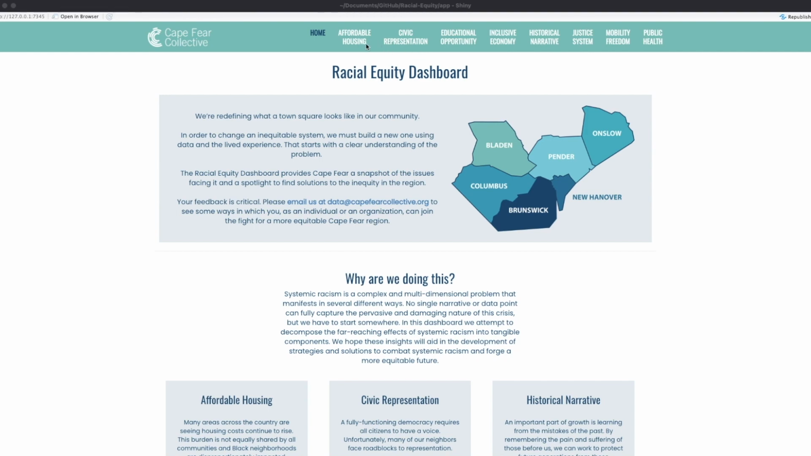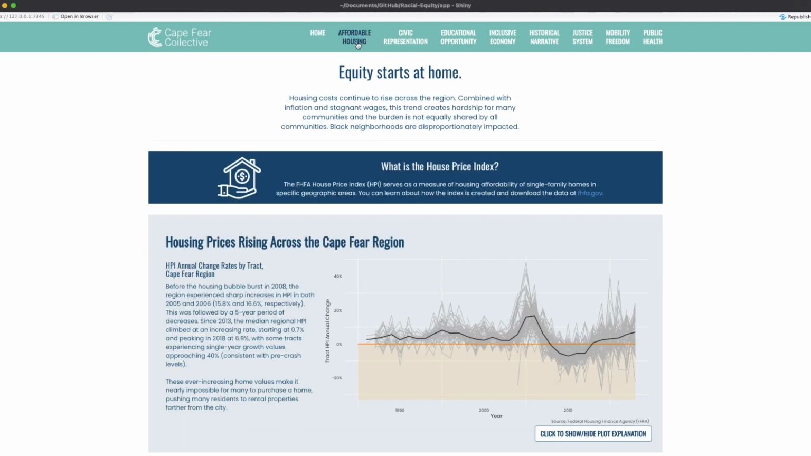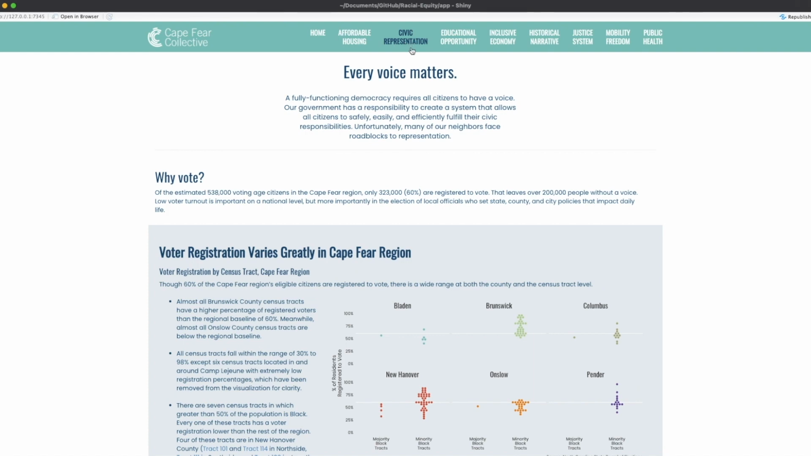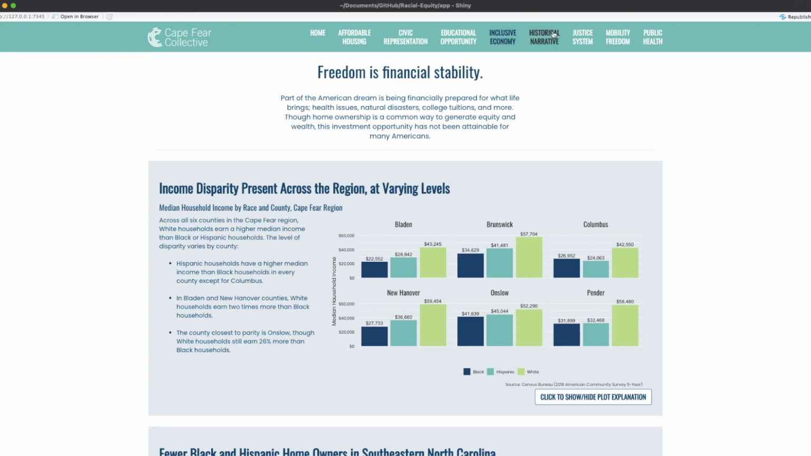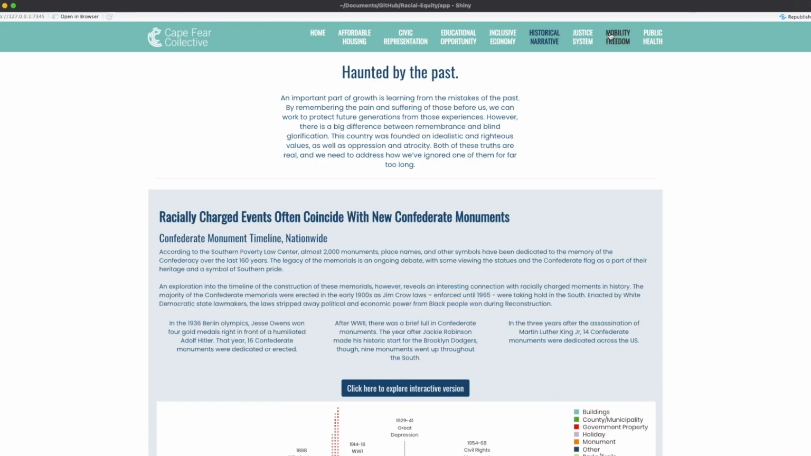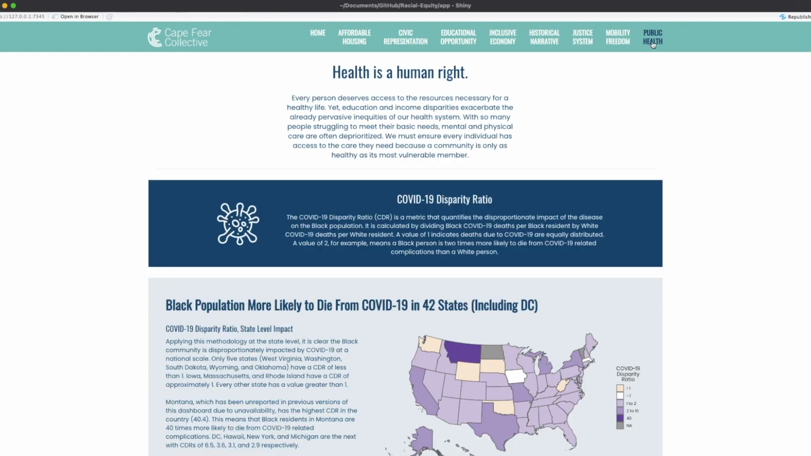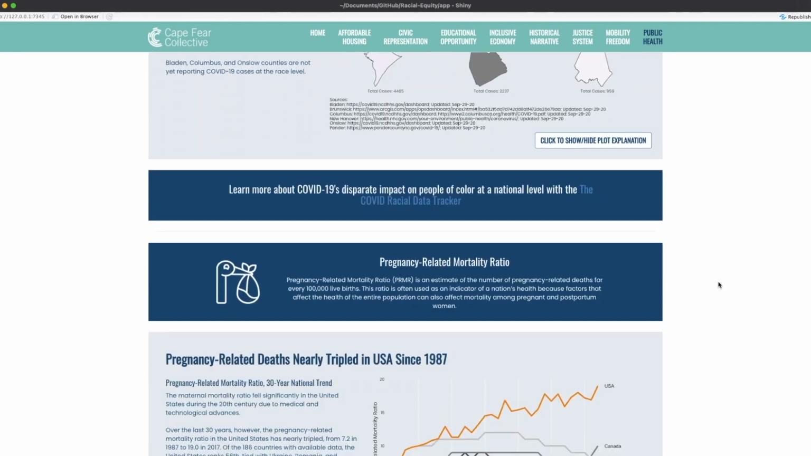Each of these tabs follows the same format. A brief introduction to the category, followed by 2 to 5 visualizations and stories. Let's walk through one of those stories now.